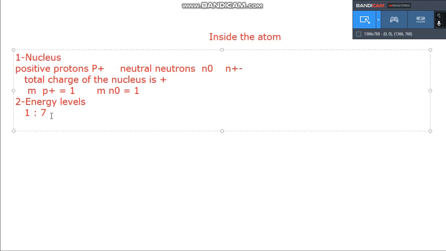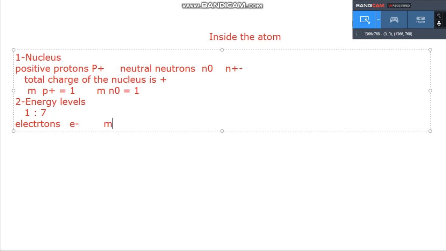What's inside these energy levels? Inside these energy levels, we have electrons. Electrons are found on the energy levels. We will give them the symbol E minus because they are negatively charged. Electrons are negatively charged. What about the mass of an electron?